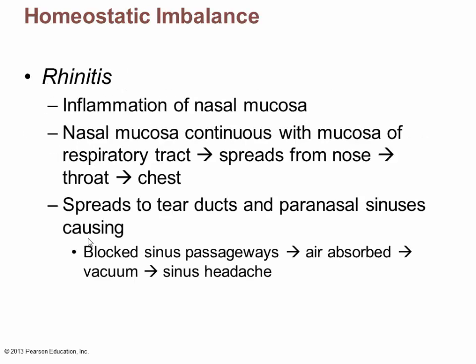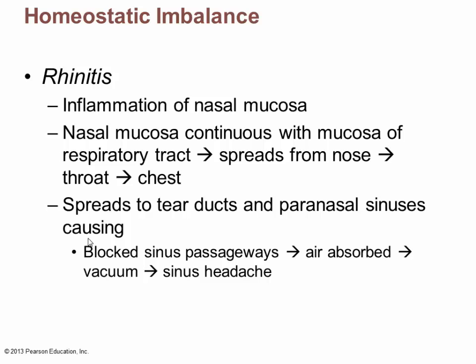Now, some problems that can happen with the nose: if you have any type of inflammation of your nasal mucosa, so any of the two linings that you find inside that nasal cavity, it's known as rhinitis. Rhin means nose, so it's an inflammation of the nose. The nasal mucosa is continuous with mucosa of the rest of the respiratory tract. So generally, if you have an inflammation due to something in your nose, it usually spreads from the nose to the throat to the chest. So people that have upper respiratory infections usually end up with a lower respiratory infection.